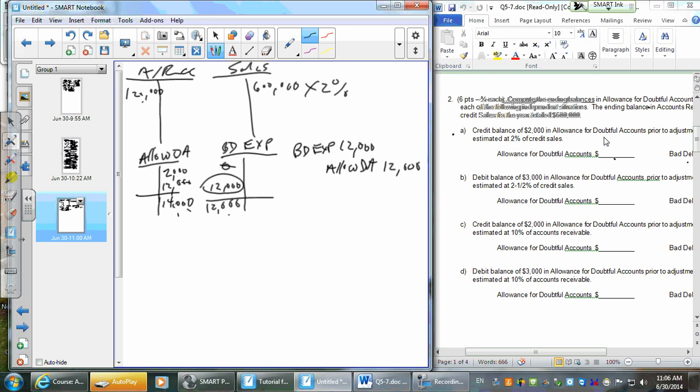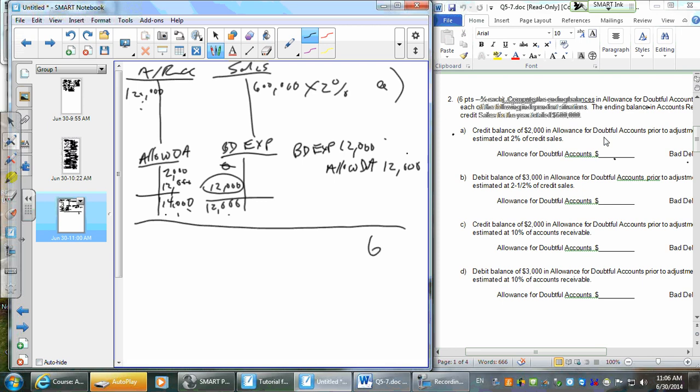What if it asked for the journal entry? Give me the journal entry. What if it asked for net realizable accounts receivable? How much do you think you're going to collect? 120 less 14. Got it? 106. You could answer all those, couldn't you? Everybody good with this? Easy? Kind of. Do it a few times. All right? So that's A.